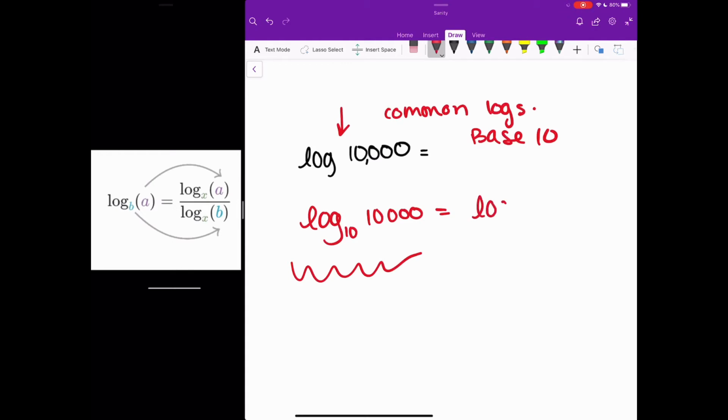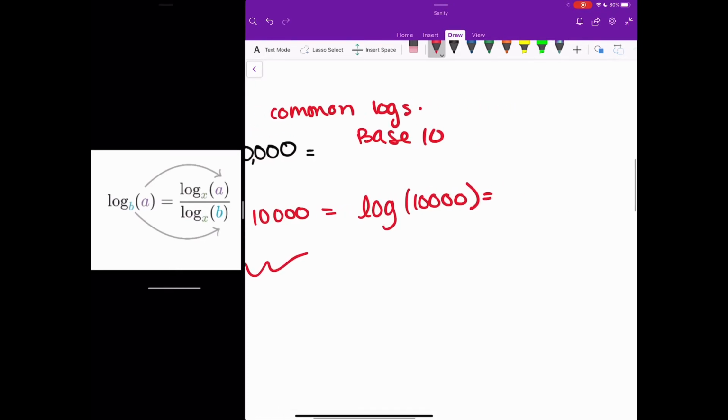So in my calculator, I'm just going to plug in log of 10,000, and I'm going to get 4. And that just makes sense, right? Because I've got 4 zeros on the back side here, so it's really doing 10 times 10 times 10 times 10, and that will get you 10,000.